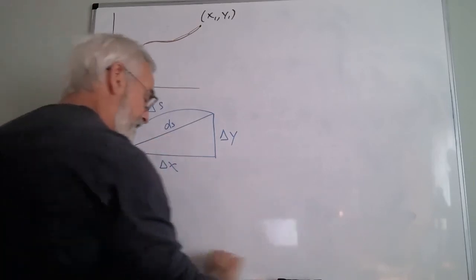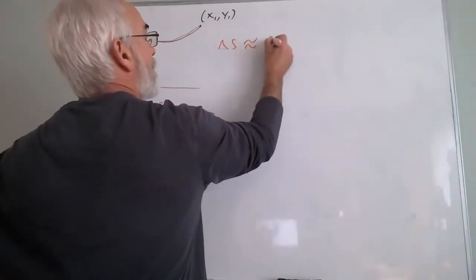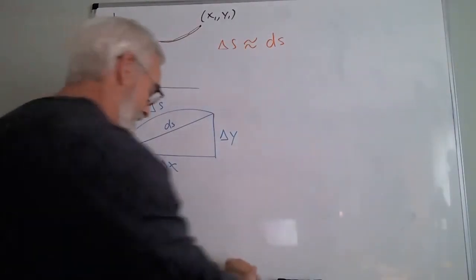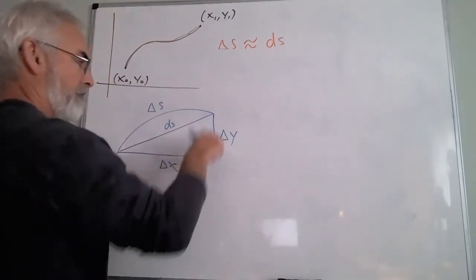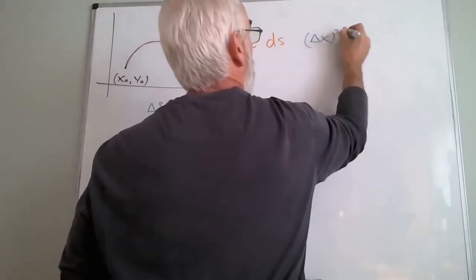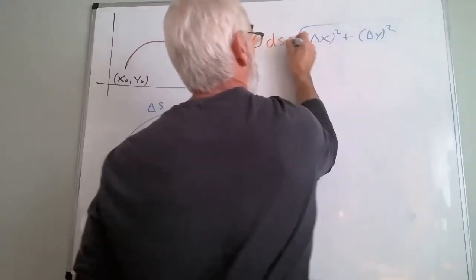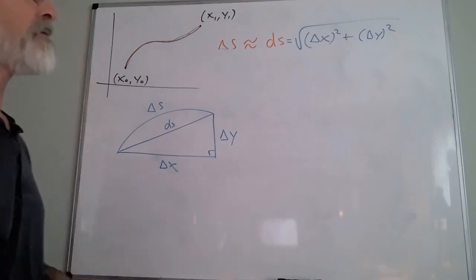So what we're going to say here is that delta S can be estimated by ds, right? It can be estimated. They will be asymptotic. That's what the squiggles mean. Now, what is the value of ds? Well, distance formula. It's delta x squared plus delta y squared under the square root. I know that. That's not in doubt. So then the question is, what do I do from here?